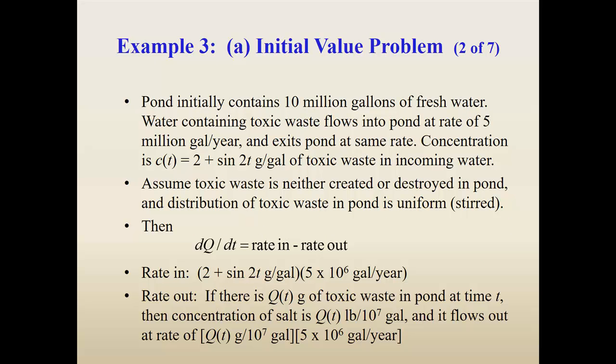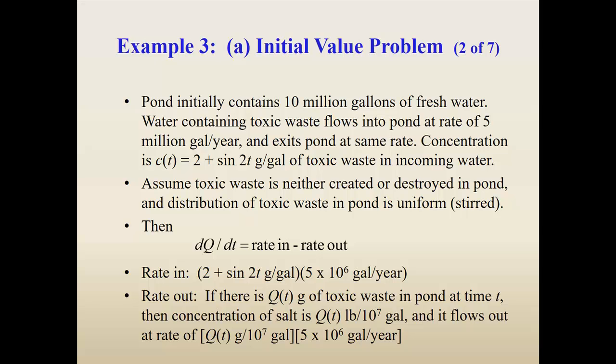So, well, the change of the amount of that substance, the toxic waste, is always described as the derivative is a rate in minus a rate out. Well, for rate in, we have 5 million gallons of water flowing in every year. And the concentration of waste is 2 plus sine of 2t grams per gallon.